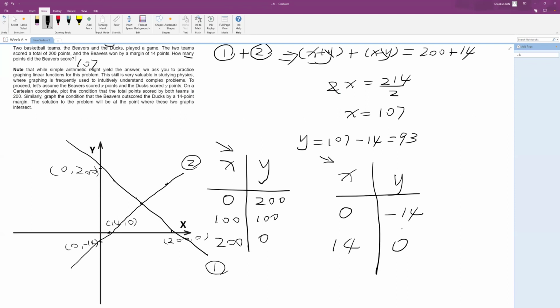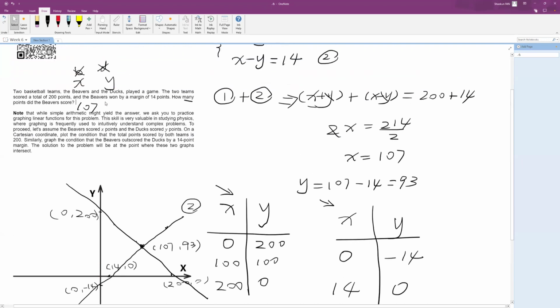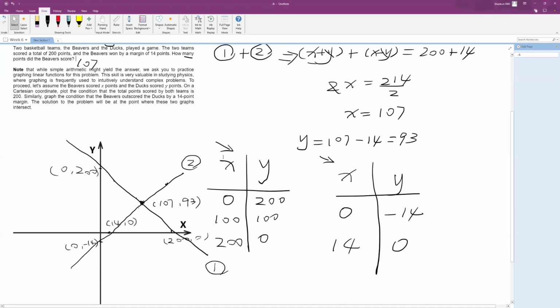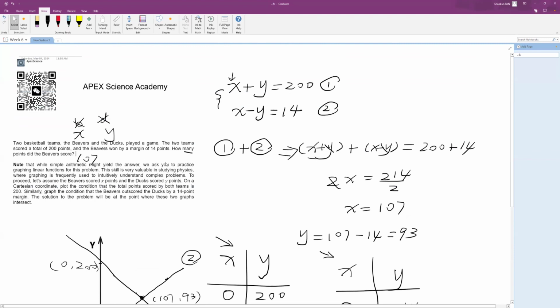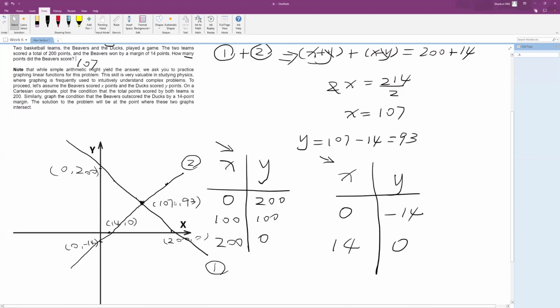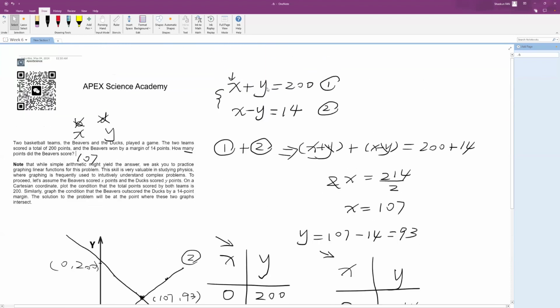Okay, so this is what we are looking for, which turns out to be 107 and 93. Of course, you cannot get the numbers by just looking at this graph, but at least you get the intuition of how these points can be found by solving these two equations. So basically, I think we have explained this word problem, and I want you to be able to at least do two things. One is derive the equations based on your understanding of the problem. And the second is understand the intuition of the solutions of these two equations.